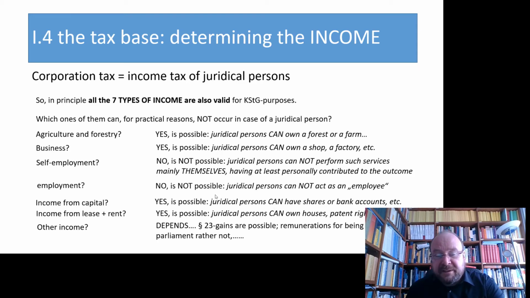Other income, here, ladies and gentlemen, we can only say it depends. For example, other income also covers the gain from selling a house within the 10 years period between acquisition and sale. That can be done by an EV. On the other hand, there is also something like a lifelong pension that's a bit difficult to be fulfilled by a legal person, or even remunerations for being a member of parliament. Seems to be pretty impossible to elect a juridical person into parliament. So some things there are possible, others are not. Good.